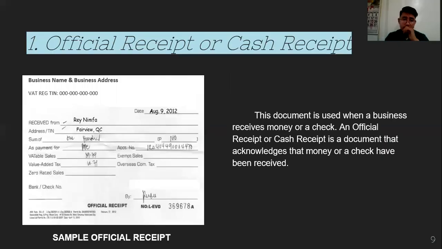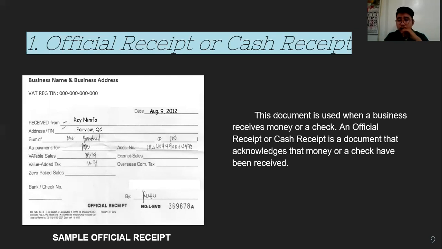So now we will proceed to official receipt or cash receipt. So ano tong official receipt na ito? So it is a document used when a business receive a money or a check. Okay? So an official receipt or cash receipt is a document that acknowledge that money or a check have been received. So yan po yung example ng official receipt or cash receipt.